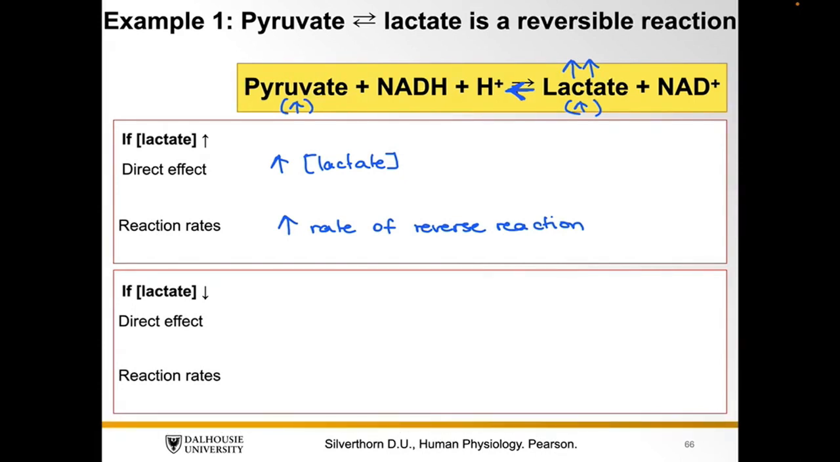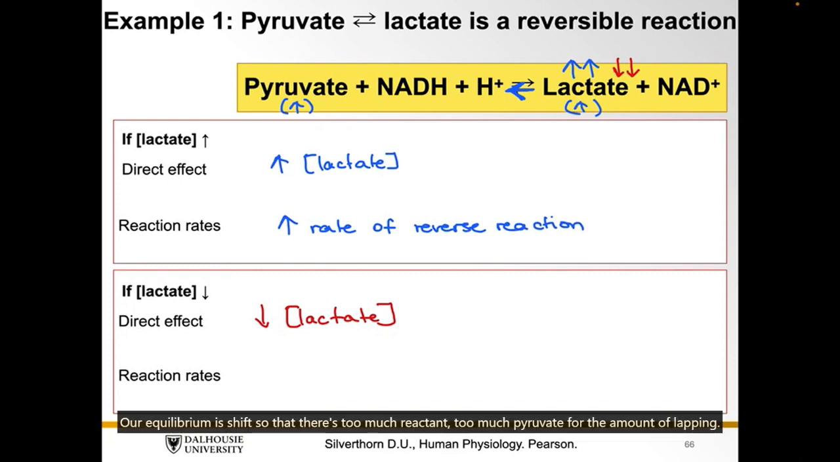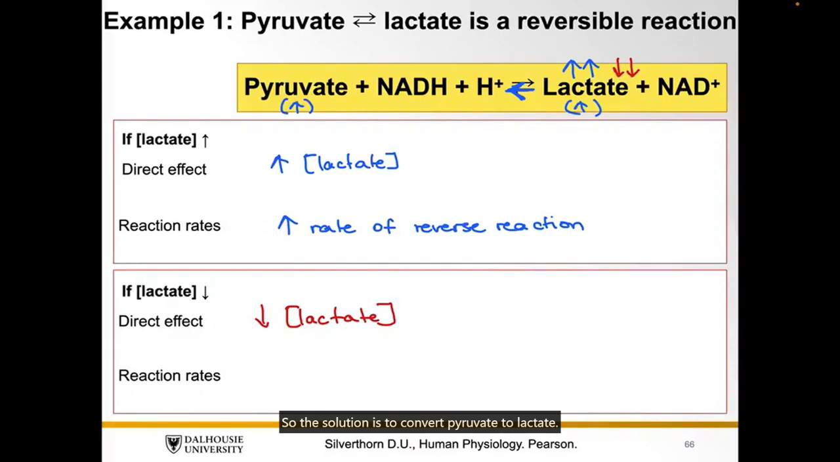Our final example is when lactate decreases. So here, if lactate decreases, our equilibrium is shifted so that there's too much reactant, too much pyruvate for the amount of lactate. So the solution is to convert pyruvate to lactate. How does the system do this? By increasing the rate of the forward reaction.